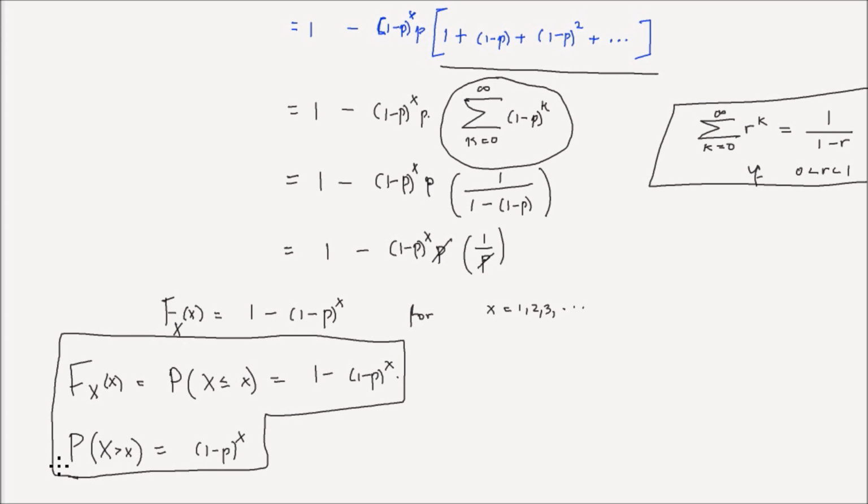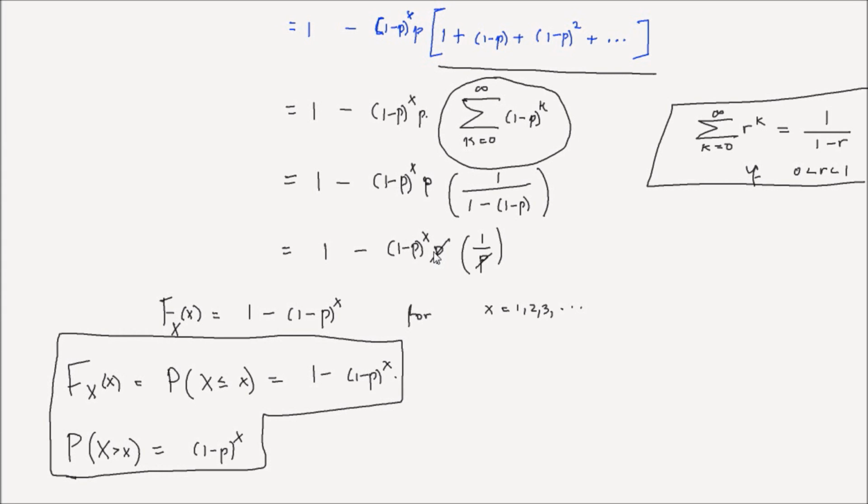Okay? I'm going to split this lesson into two. So in the next part of this lesson, I am going to derive the moment generating function, the expectation, the variance, and show that a geometric distribution has the memoryless property.